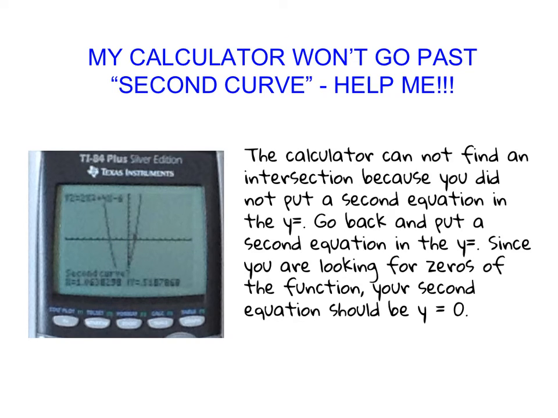So just go back to your y equals. 99.9% of the time this is the problem. Go back to your y equals and you'll see you only have one equation in. Go ahead and put your other equation in as y equals 0. Everything should work great. If that doesn't fix it, my next fallback for fixing the calculator is to reset it and start over.